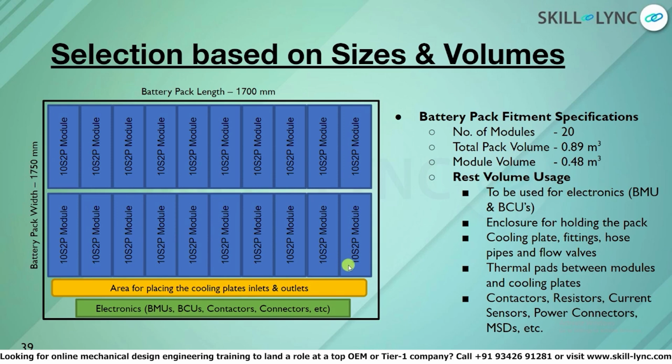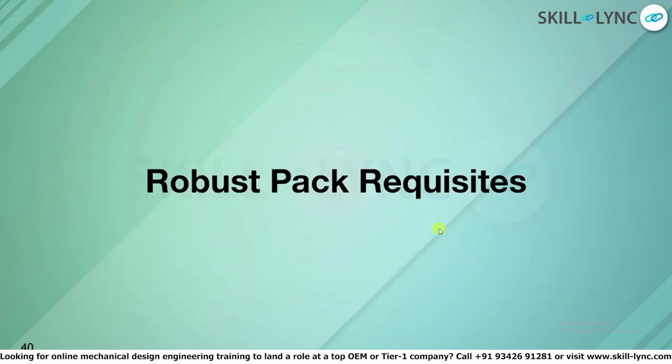So these are the selections. How do we separate the dimensions for the modules? How do we allocate the dimensions needed for electronics, etc.? At least 30% to 40% has to be left, so that we can utilize that space for all these electronics, etc. Now we'll talk about what are the different requisites for having a robust pack.